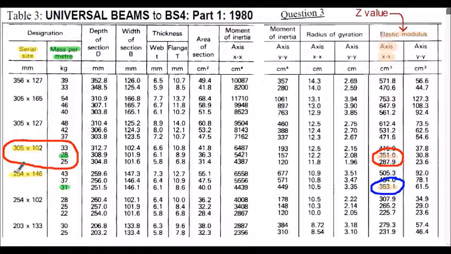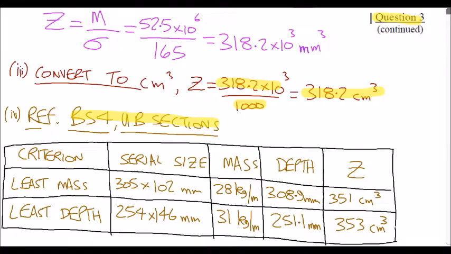So reading off that serial size, I have 254 by 146 by 31 kilograms per meter. So we can answer the question. We have a least mass section. The 305 by 102 by 28 kilograms per meter is least mass, but it has a bigger depth than the 254 by 146 by 31 kilograms per meter, which is the least depth section. So that's what's shown in the table.